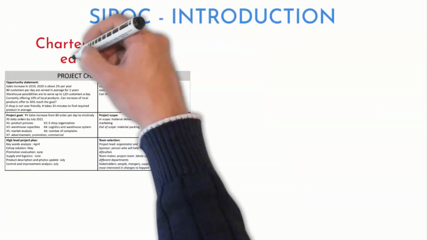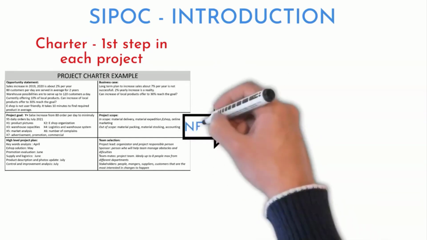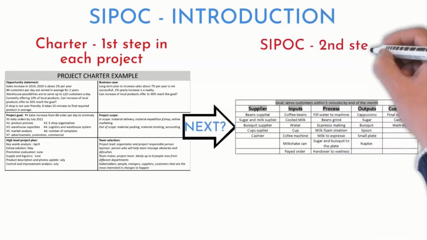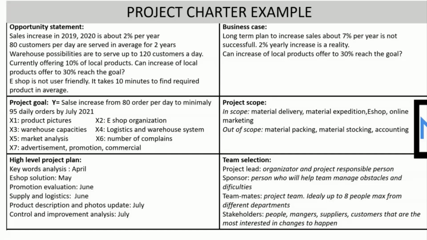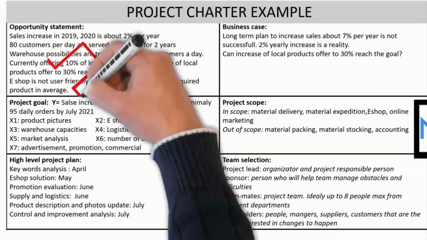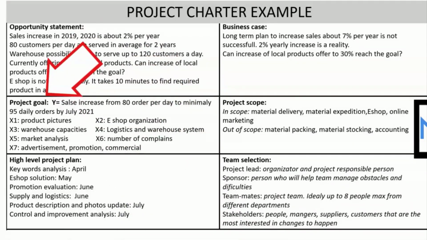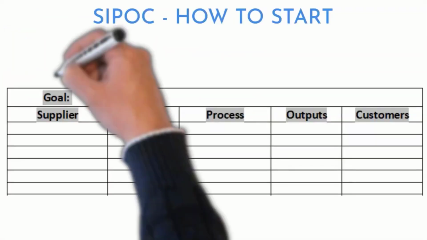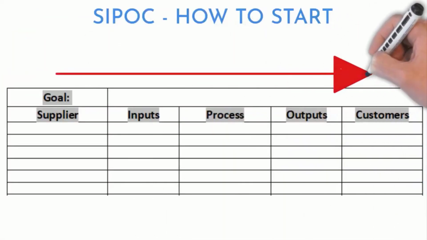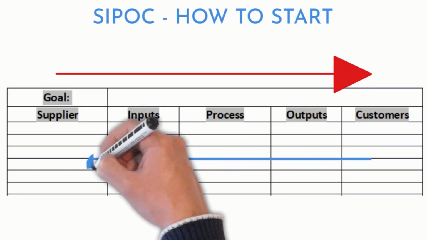Do SIPOC after the project charter. It should be the team's second step after charter and project kickoff. To start SIPOC, the project team must already understand the project goals and the process to be improved. Somebody starts by identifying suppliers, continues to inputs, and so on to the customers.